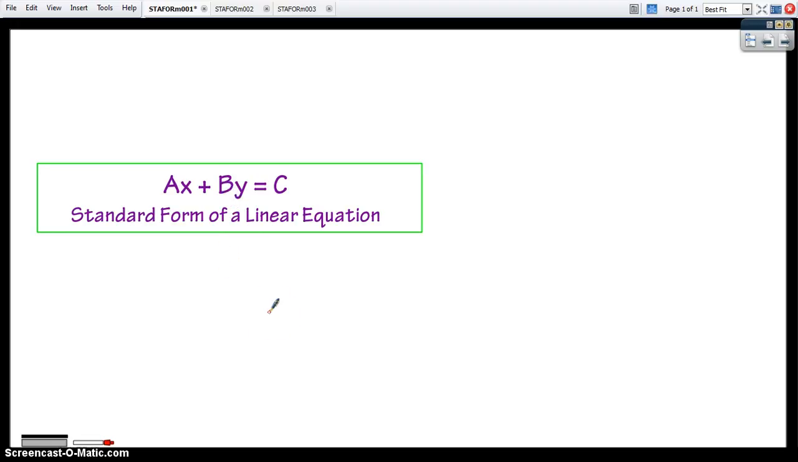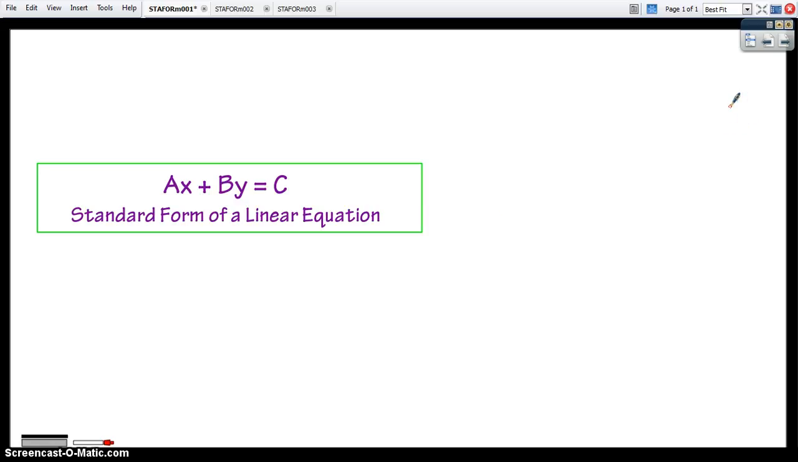Now standard form looks like this: ax plus by equals c, where a, b, and c are just numbers, constants. Anything that takes this format, where all the x's and all the y's are on one side and just the plain numbers are on the other, is considered to be in standard form, and it means that it is a linear equation.